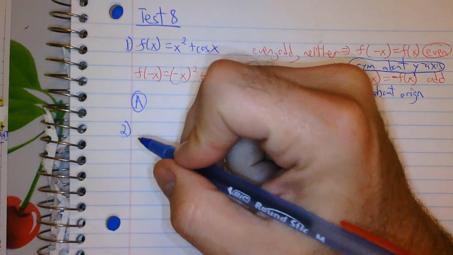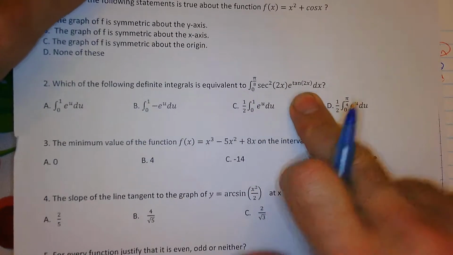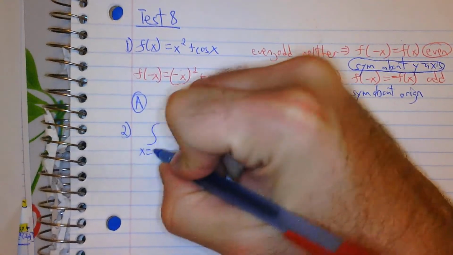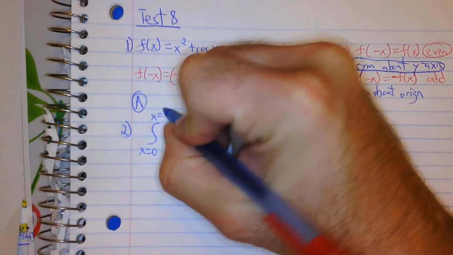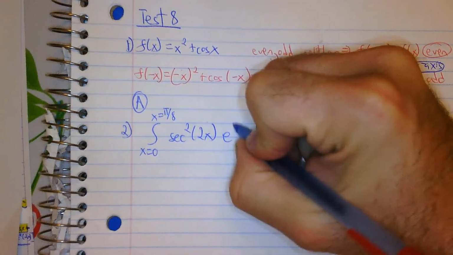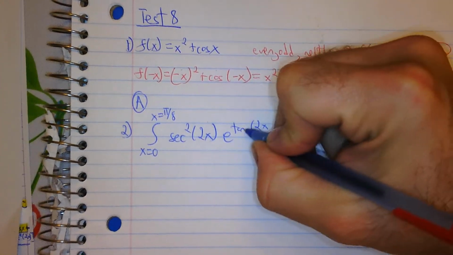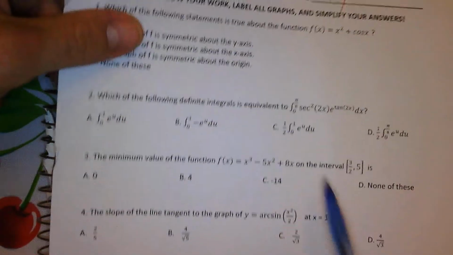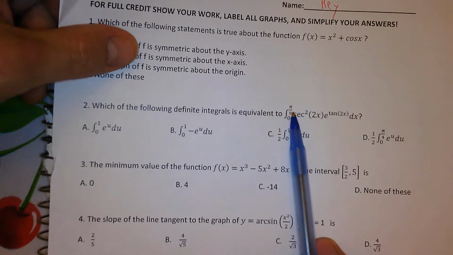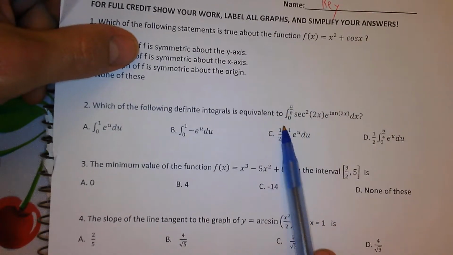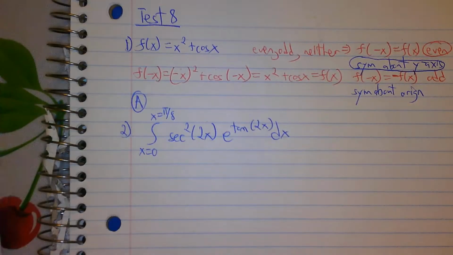Question number 2 says, which of the following definite integrals is equivalent to the following function? All right, so let's write this out. Definite integral from x equals 0 to x equals pi over 8 of secant squared 2x e to the tangent of 2x dx. Now notice in the original problem, it doesn't say x equals 0 to x equals pi over 8, but I know that to be the case because this is an x dx. X dx, it all has to be the same.